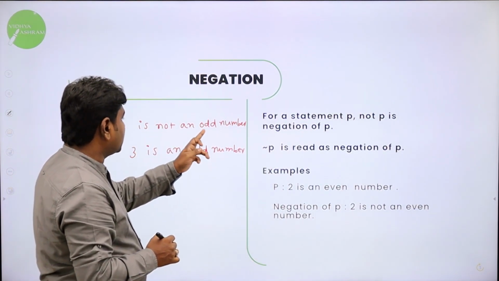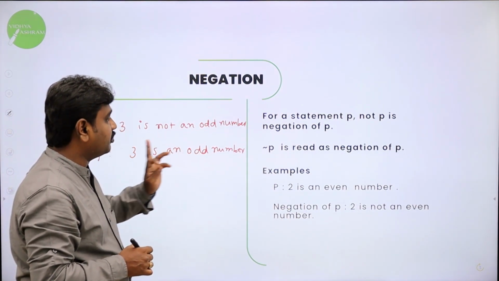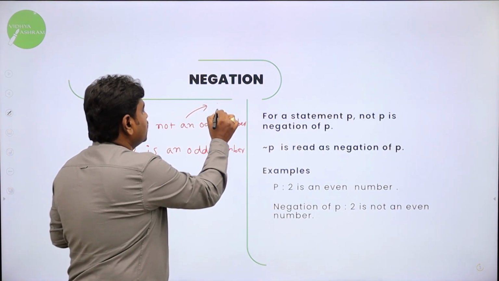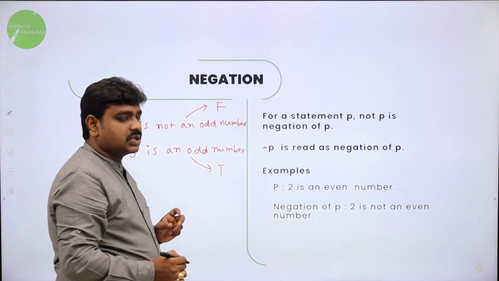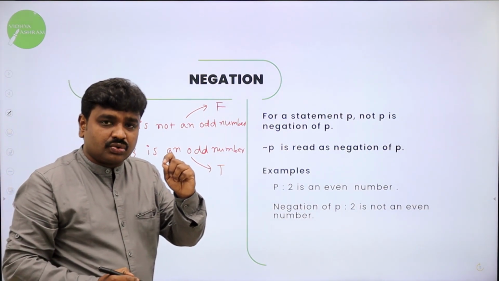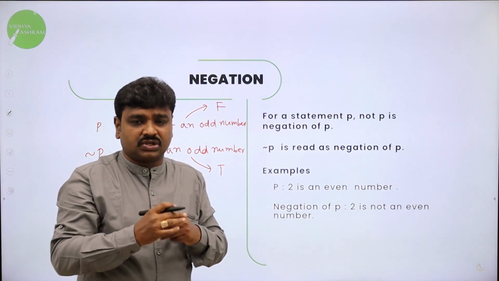So P, 3 is not an odd number, is the given statement. What is negation P? 3 is an odd number. So this statement was false, and when you negate, you got true. That's why we say if P is true, negation P is false. If P is false, negation P is true. That is how we construct the truth table.